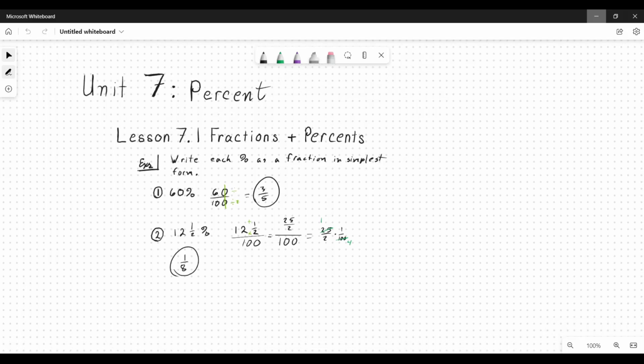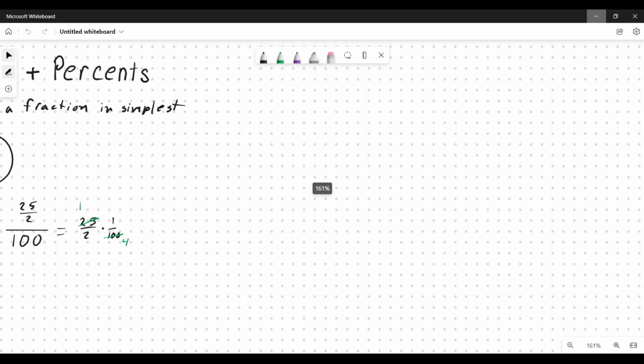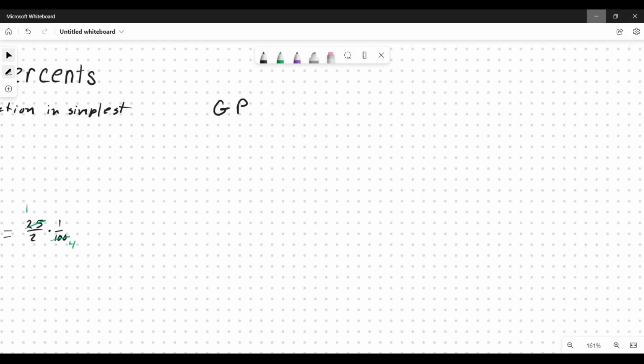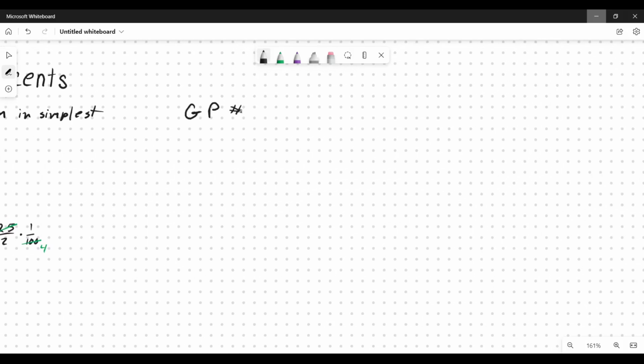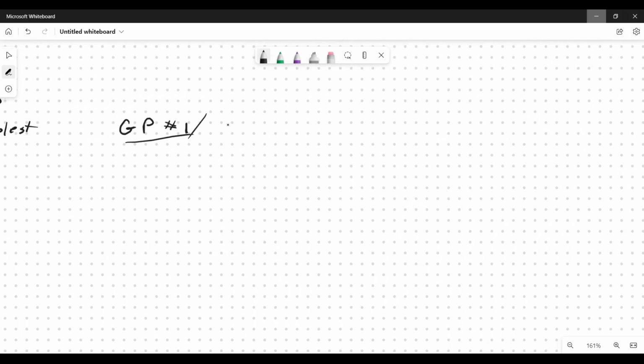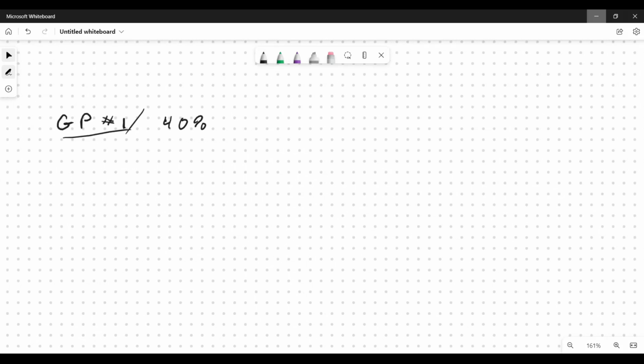All right, let's do a couple GPs. Guided practices, which means I'm going to freeze the screen and you're going to YOLO it. Well, GP number 1, guided practice: 40%. And since these are fairly straightforward, that one at least is fairly straightforward, GP number 2 is going to be 20 3/4%. Go.